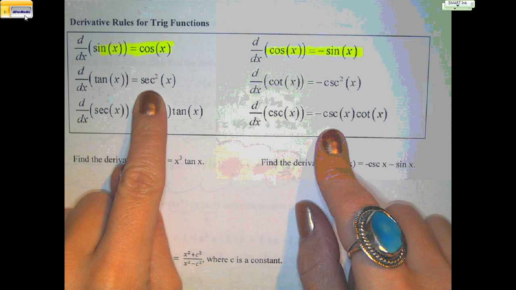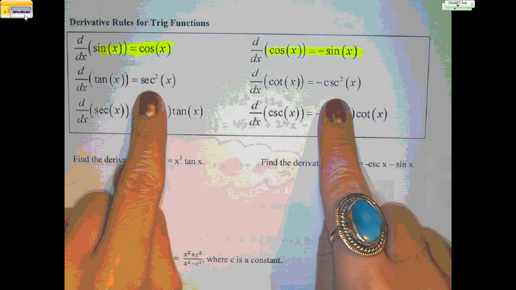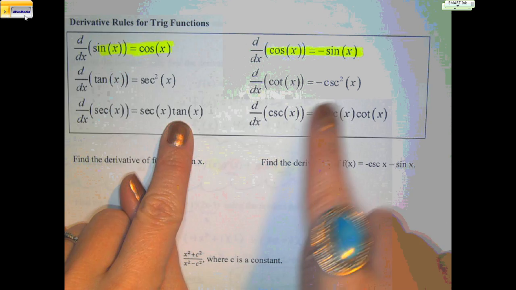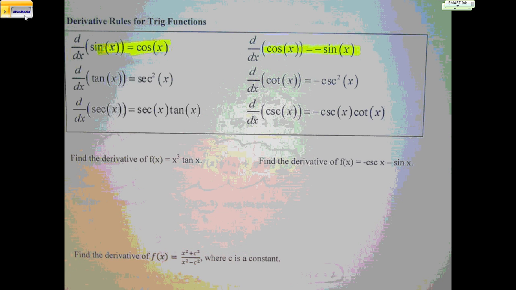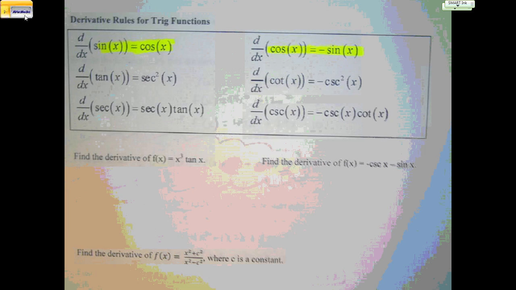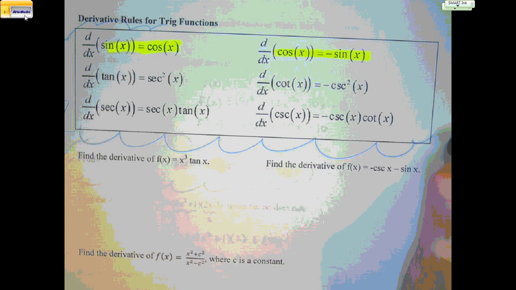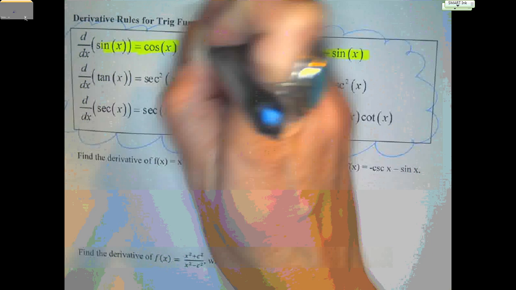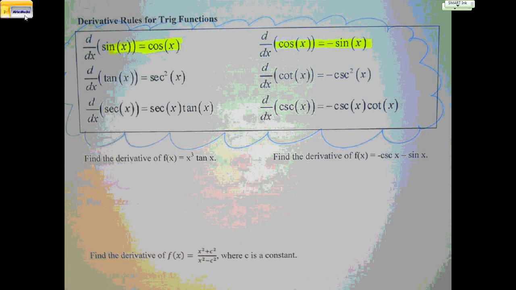Tangent is secant squared x. Cotangent is negative cosecant squared x. Secant is secant tangent. Cosecant is negative cosecant cotangent. Those are not hard to memorize. You can totally do that. I would strongly suggest that. Again, this is not going to be on your quiz tomorrow, but you do have a test next Monday, Tuesday, something like that. I'll make sure you're ready for it, and I would have those memorized.